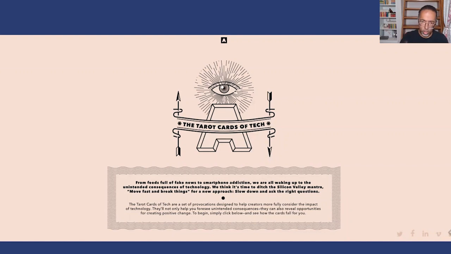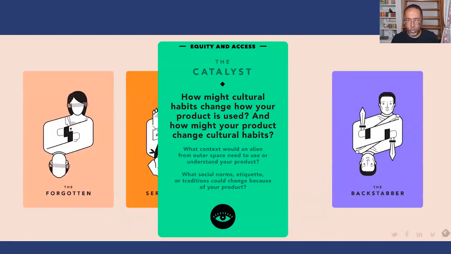there are these cards and you click them and they flip over and give you these really provocative questions about your work. How might cultural habits change how your product is used? And how might your product change cultural habits? If Twitter had asked itself this before it launched, we might live in a very different world today.